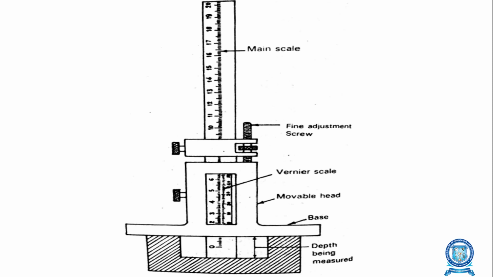Here, a vernier depth gauge is a type of vernier caliper. The graduated scale directly slides through the base, but the vernier scale remains stationary. The instrument is mainly used for measuring the depth of holes, recesses, and distances from a plane. So this is the main thing of the vernier depth gauge.